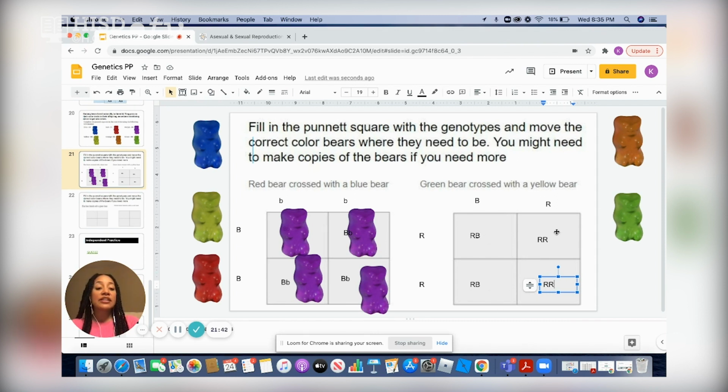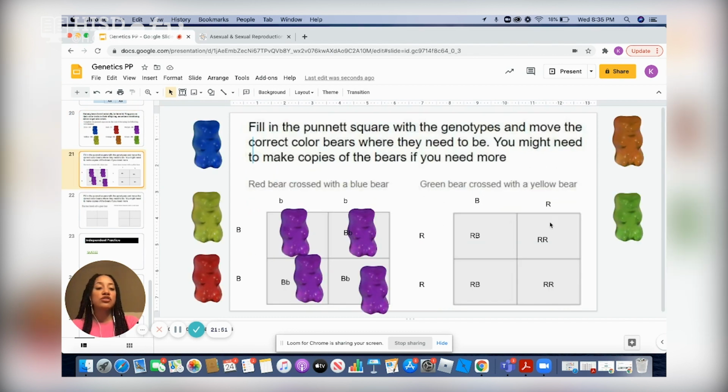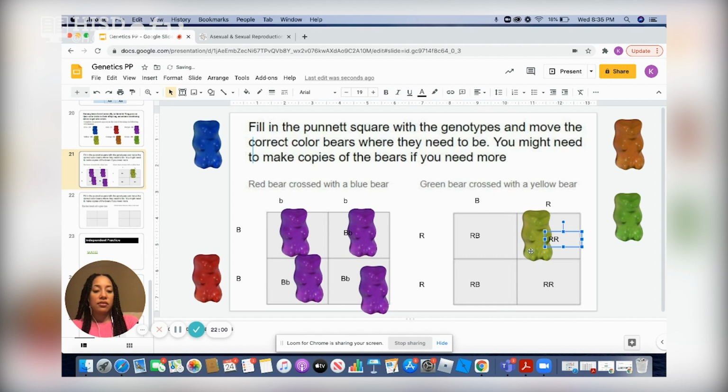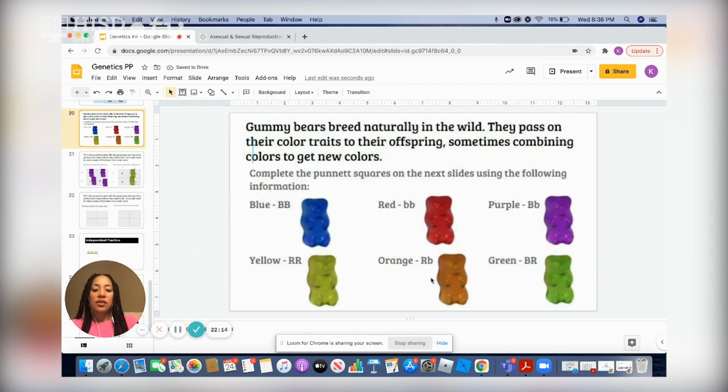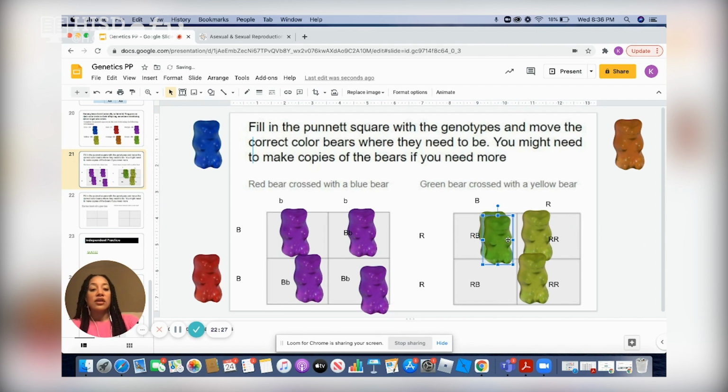So we have two RBs and two RRs. If we go back to our diagram, the RR represents yellow. So we're going to have two yellow bears. And then our RB stands for RB or BR. It stands for green. So we are going to put the green here. So our green parent and our yellow parent made two green offspring and two yellow offspring. So this is an example of how genes are transferred from parents to one generation or another generation.